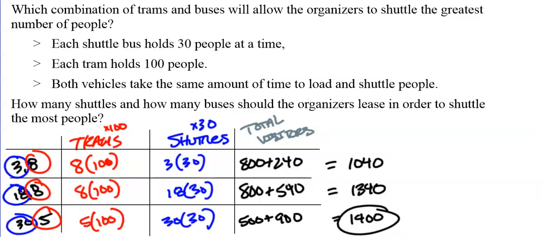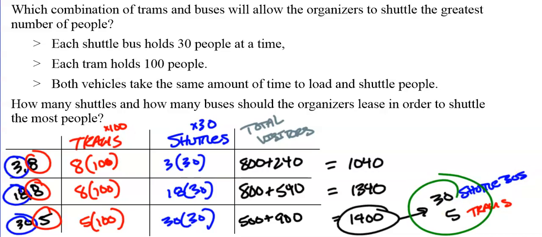No crazy things going on. We just graph them and get them. So we can go with 30 shuttle buses and 5 trams. And now we have planned our Cinco de Mayo festival. So don't forget the review and preview, and good luck, and see you online.